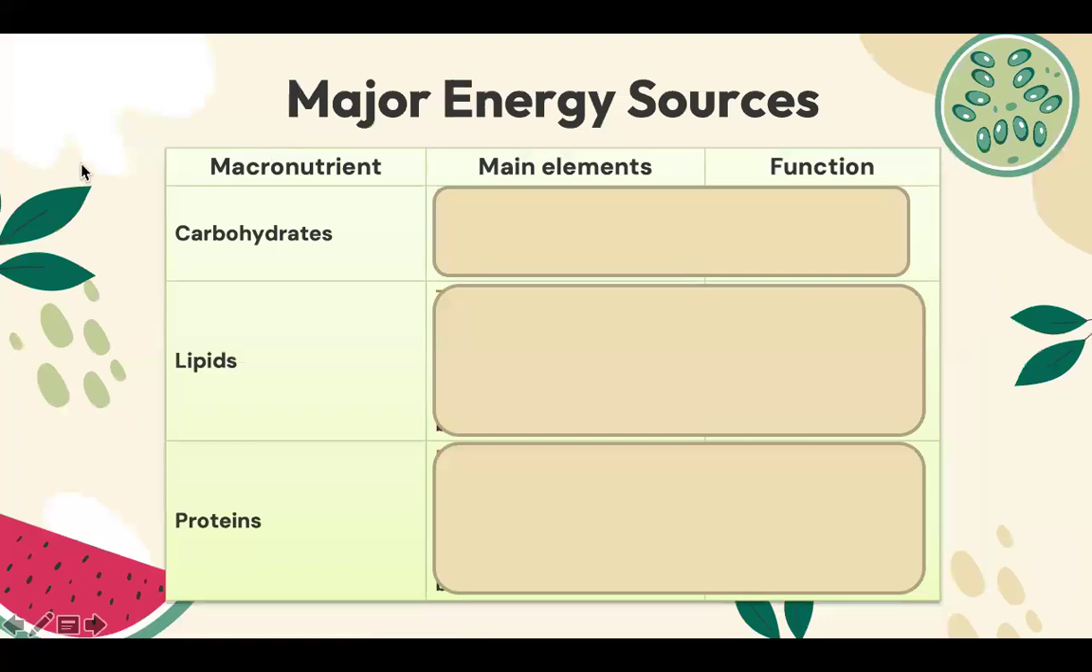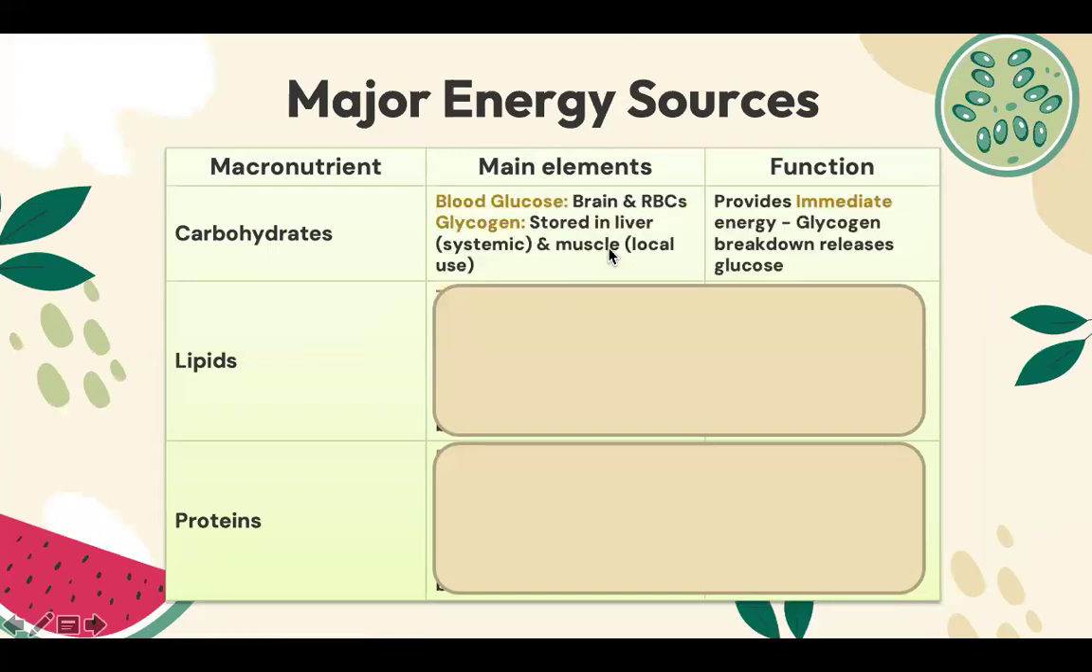Okay. Moving on, let's look into the major energy sources. We all know we have carbohydrates, lipids, and proteins. Carbohydrates are basically the main one. They provide immediate energy. So we have glucose and the storage form of glucose, that's glycogen. When you eat something, the first thing your organs use is glucose and glycogen from the food, so it provides immediate energy.